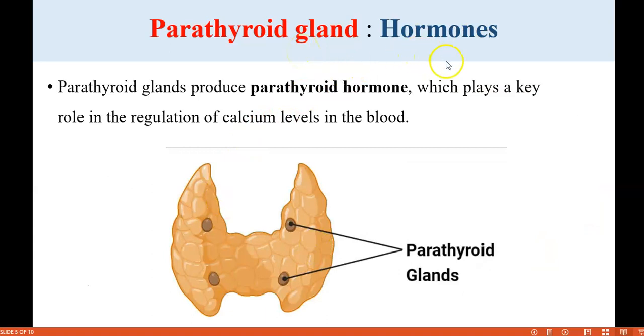Parathyroid glands and hormones. The parathyroid gland produces the parathyroid hormone, which plays a key role in the regulation of the calcium level in the blood. So you must remember this. Parathyroid hormone is released from the parathyroid gland and its main function is the regulation of calcium in the blood. So this indicates the location of the parathyroid glands in the thyroid area.